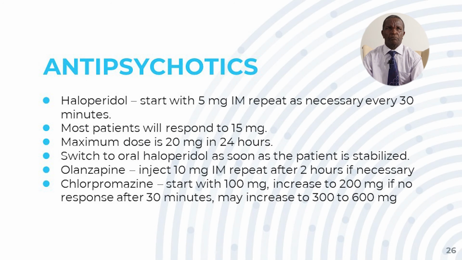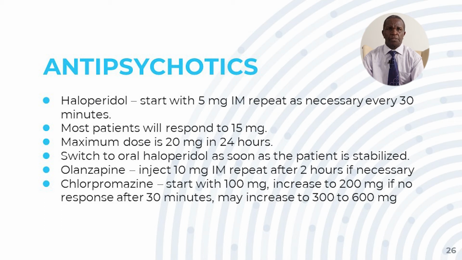Then you can also give haloperidol, start with 5 milligrams IM and repeat as necessary every 30 minutes. Most patients will respond to 15 milligrams. Maximum dose is 20 milligrams in 24 hours. Now, you can then switch to oral haloperidol as soon as the patient is stabilized.